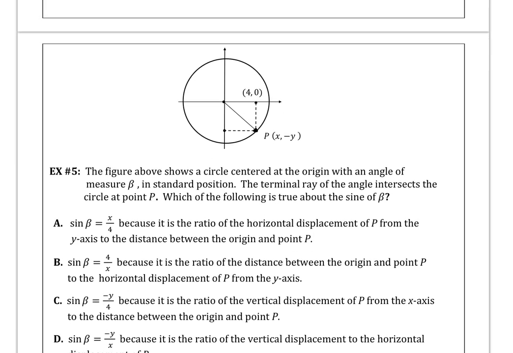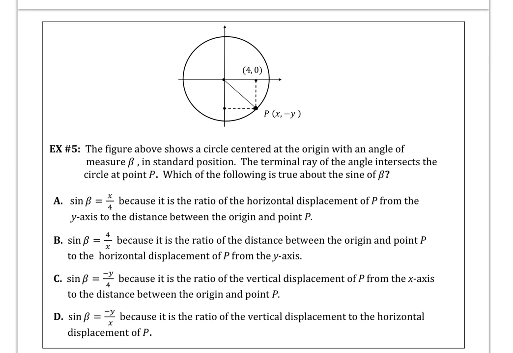For example 5, the figure shows a circle centered at the origin with an angle of measure beta in standard position. The terminal ray of the angle intersects the circle at point P. Which of the following is true about the sine of beta? So the terminal side, we come all the way around here. This is our angle beta. This is x. This is y in a negative direction. And the circle, what was it, is length 4, looking at the information down here.